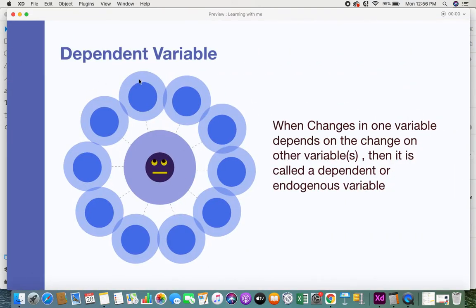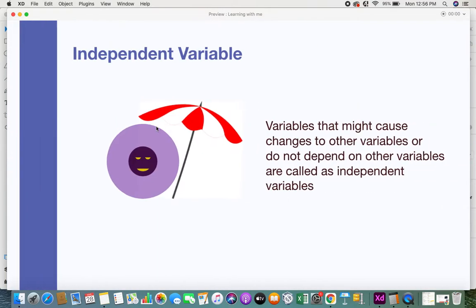So starting off, a dependent variable. When changes in one variable depend on the changes in other variables, then it is called a dependent or endogenous variable. So you have a variable which is dependent on other variables, and whenever the external variables change, it also causes an effect on the dependent variable. So this is said to be a dependent variable.